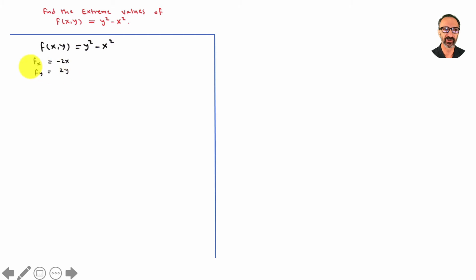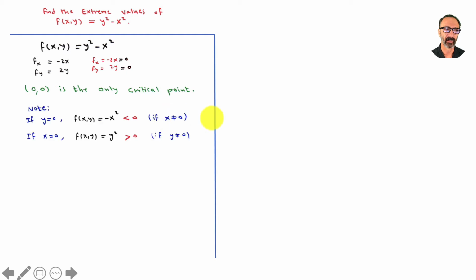We find the first derivative with respect to x, the first derivative with respect to y, we set them equal to 0, we do some algebra steps, and we get zeros for x and y. So the origin is the only critical point. Note that, which I mentioned earlier, if y equals 0, so I'm not moving with the y, I'm trying to look at it from one point of view, I have minus x squared, which is less than 0.